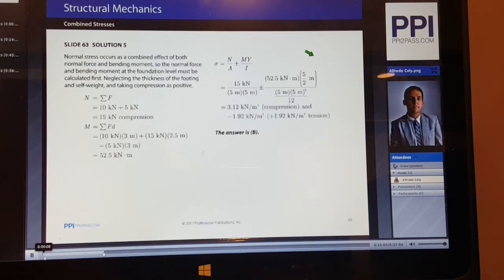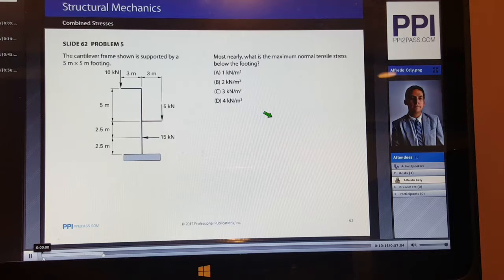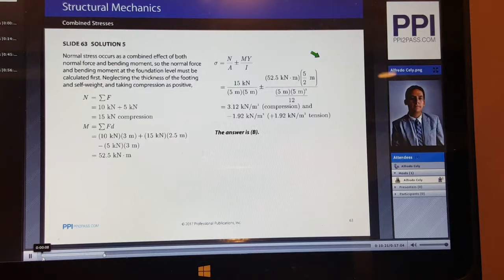What is the maximum normal tensile stress? Tension stress below the footing: 1.92 kilonewtons per square meter when it's in tension. So the answer is B. Note that here again the question is asking for a specific type of stress, not compression, but tensile stress.